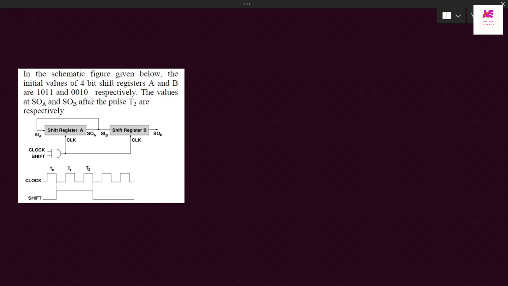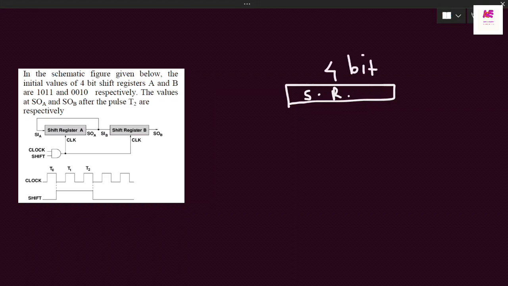Before going to the exact solution of this problem, let's try to understand the operation of a shift register. Here I'm taking a 4-bit shift register, which is nothing but a combination of flip-flops, and the data can be shifted either right or left. In this case, the data is shifting from left to right, and I'm giving the example of left to right only.